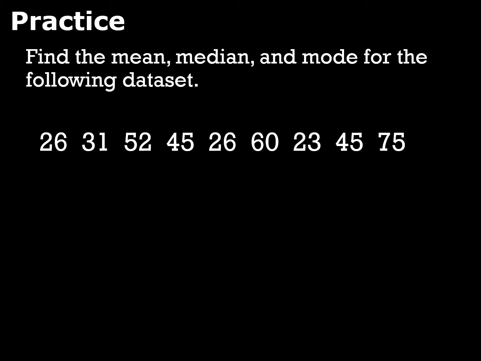Okay, so the problem is this: we've got a data set. Find the mean of that data set, the median of it, and the mode. So find all 3 of those: mean, median, and mode for this data set. Okay, you can pause the video now and then restart it once you've found your answer.